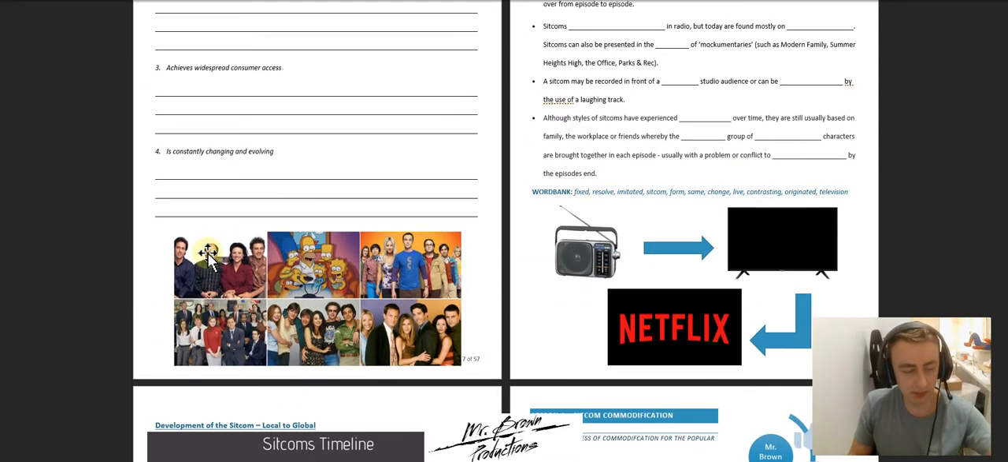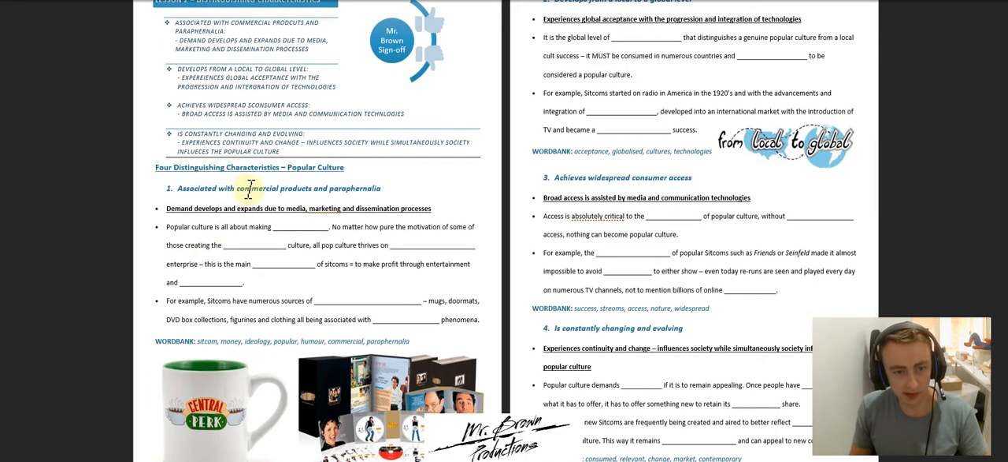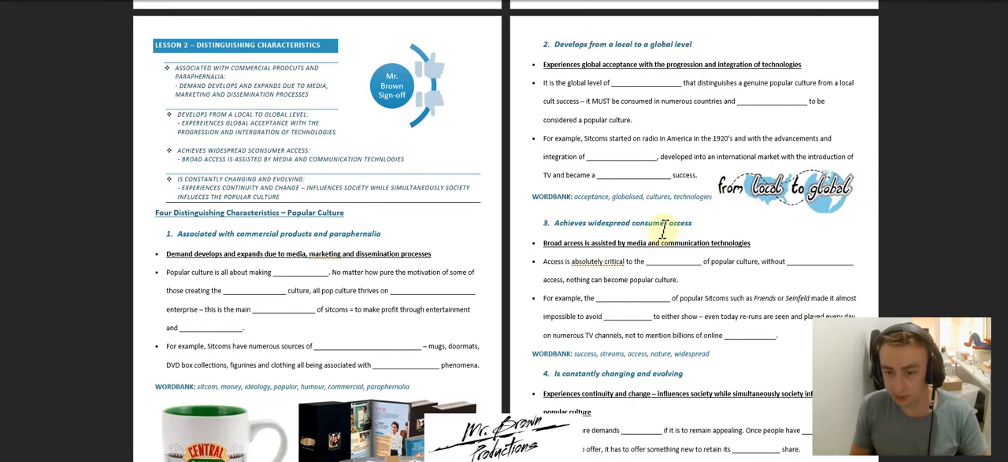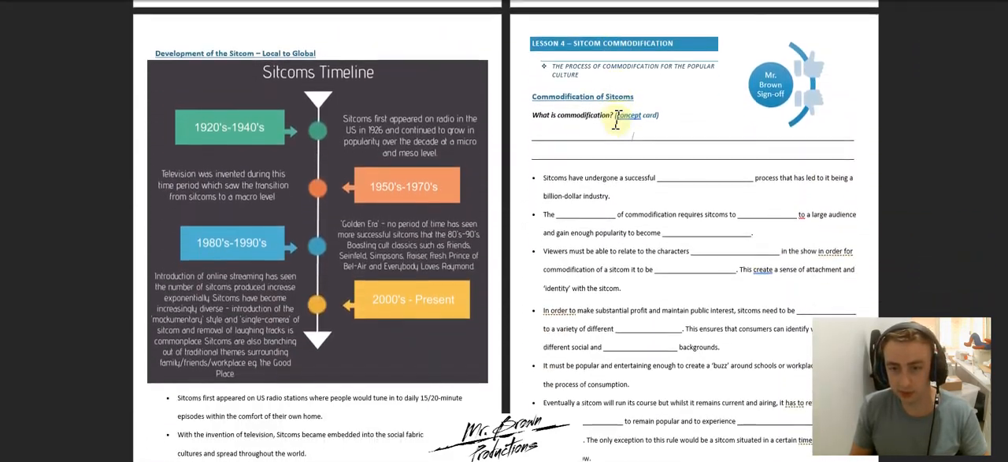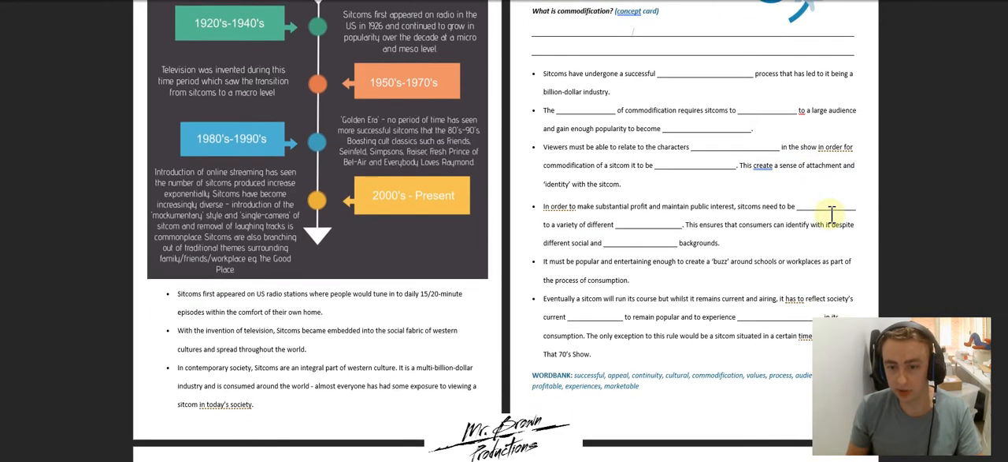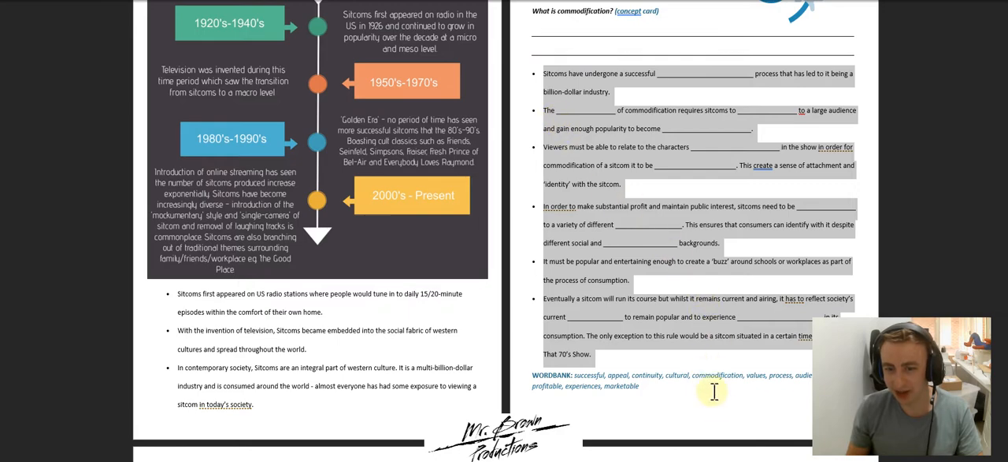Again, if we look at our characteristics, if it's associated with products, if it's really popular around the world and it's really accessible, constantly changing and evolving, it's something that's really attractive to be associated with in culture. And so to be able to commodify it is again the end game where you're trying to make money off it. And so the process of commodification for the popular culture of sitcoms looks a bit different to what other popular cultures might be. So you've got a few word banks here to get through, but I'm going to talk to you a little bit about it, and this may not necessarily be in the order here.